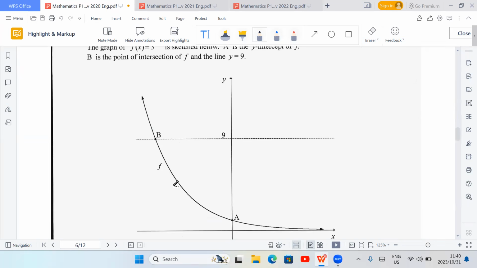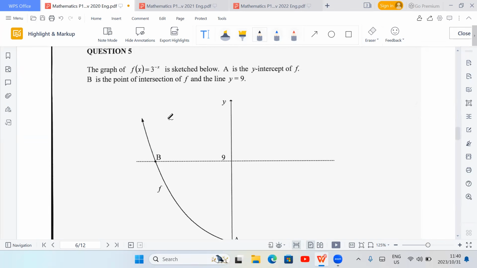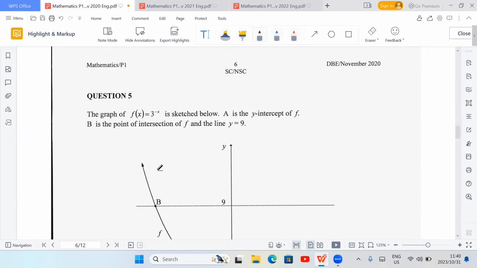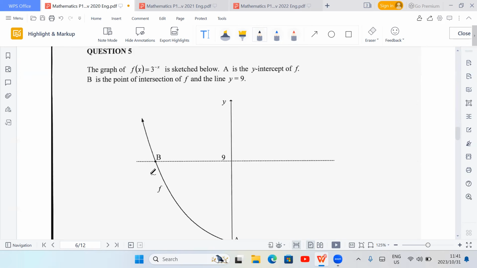And then question five, we have one that is on exponential. So this is an exponential function. Now we know exponential functions always go hand in hand with logarithms. So there's no exponential graph without a logarithmic graph. So you know that this is exponential together with a logarithmic graph, the logarithmic graph being the inverse of the exponential graph.